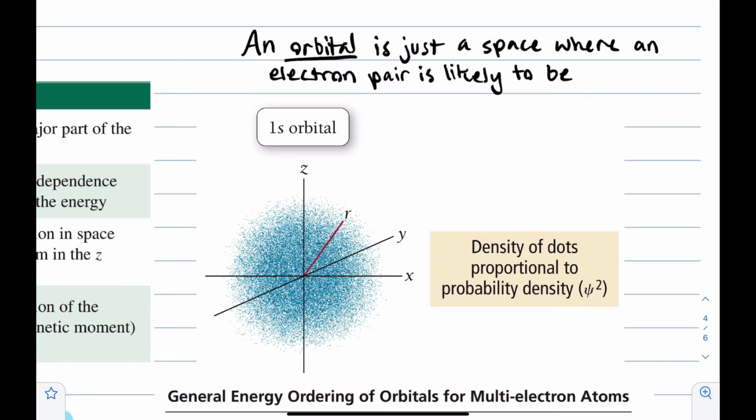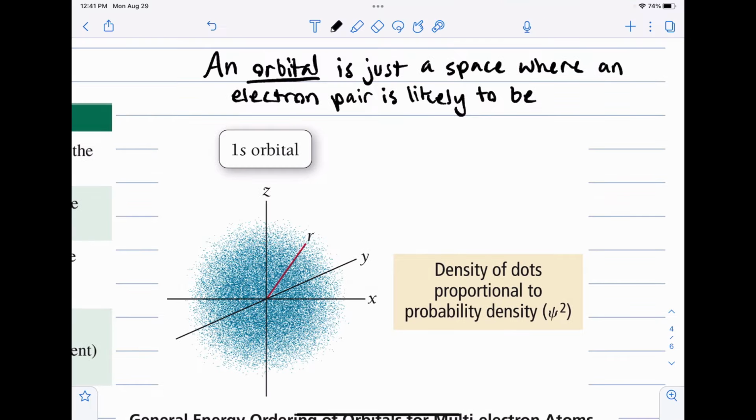So for example, here in this orbital, the electron is more likely to be here where things are more dense than here where things are not. And that's all an orbital is. And as you go through different energy levels, you get different shapes of orbitals, aka there are different places in the atom where the electron is likely to be.